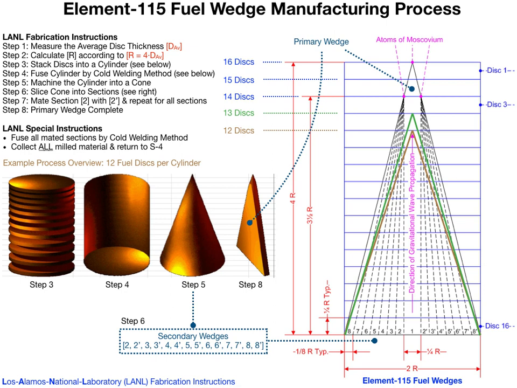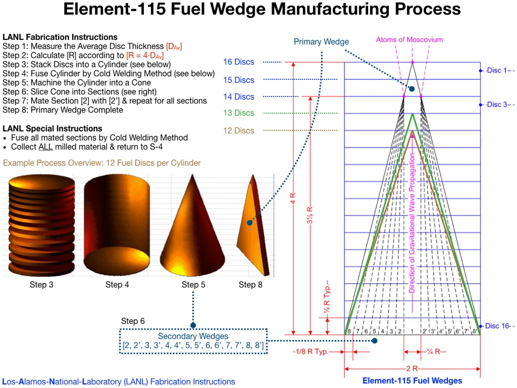The fabrication sequence proceeds as follows. Step 1. Measure the thickness of each disc and determine the average disc thickness. Step 2. Calculate R from the average disc thickness according to the equation shown. Step 3. Stack the discs into a cylinder. Step 4. Fuse the cylinder utilizing the cold welding method. Step 5. Machine the cylinder into a cone.